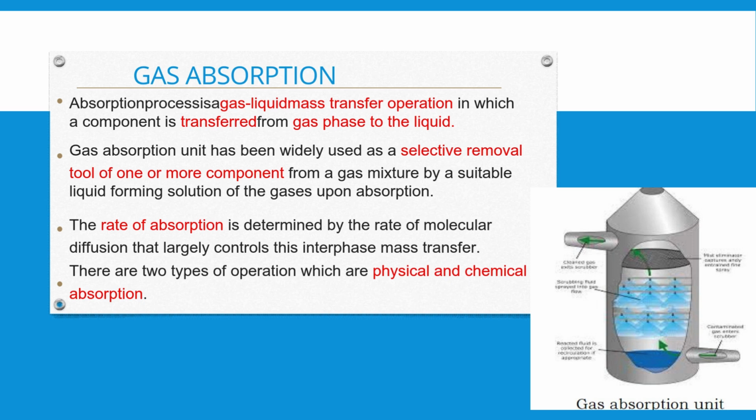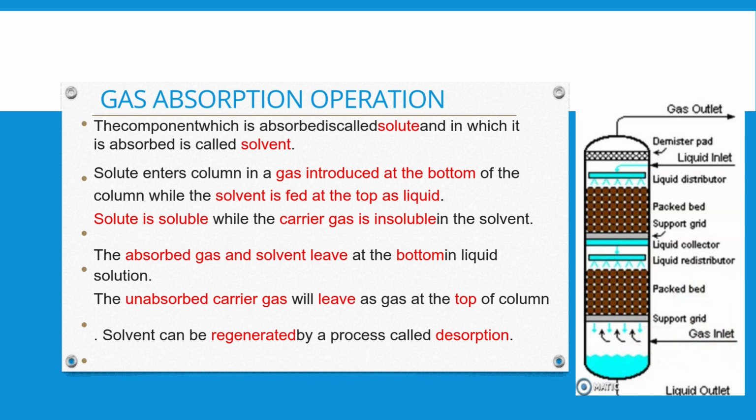There are two types of operation which are physical and chemical absorption. The component which is absorbed is called solute and in which it is absorbed is called solvent. Solute enters column in a gas introduced at the bottom of the column while the solvent is fed at the top as liquid. Solute is soluble while the carrier gas is insoluble in the solvent.